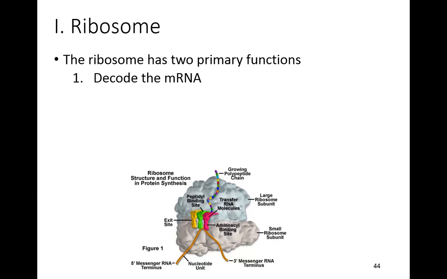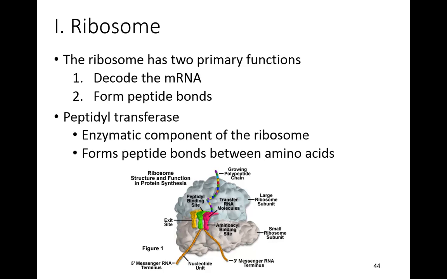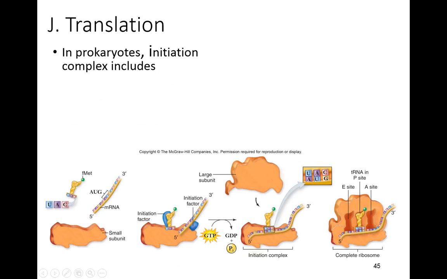So there are 2 primary functions of the ribosome. First is to decode the mRNA, and second is it forms peptide bonds between them. And peptidyl transferase is the enzyme component of the ribosome which forms the peptide bonds between the amino acids.